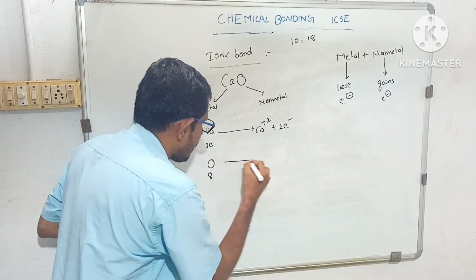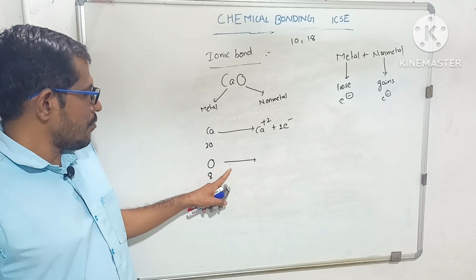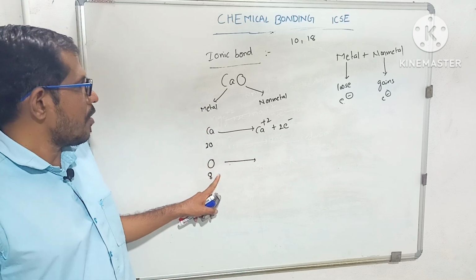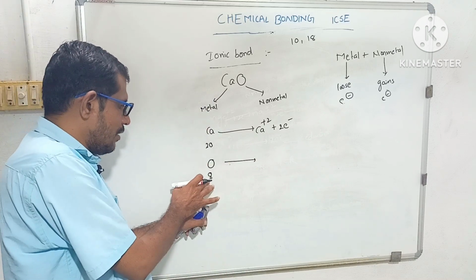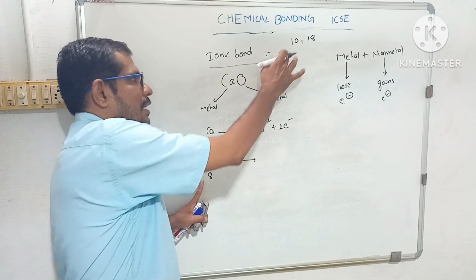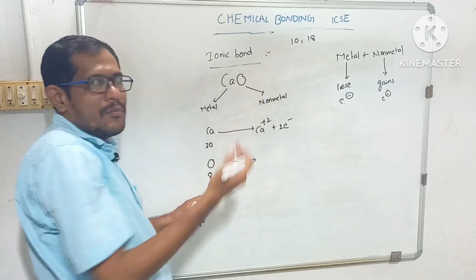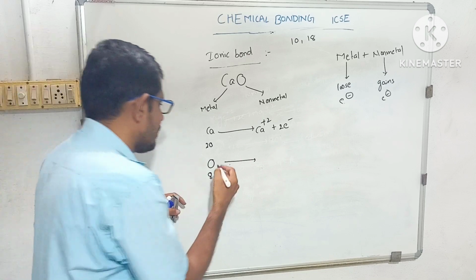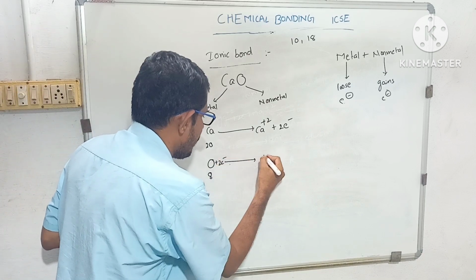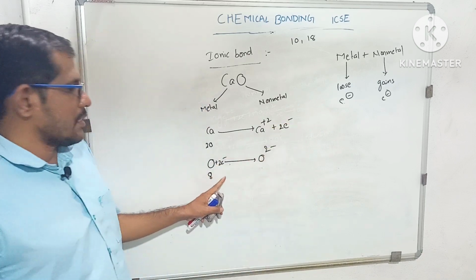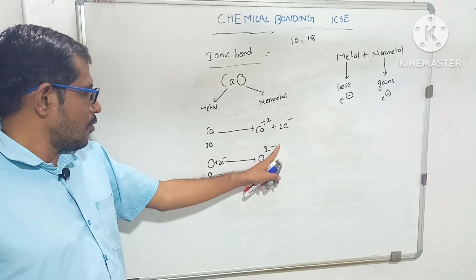As we know, oxygen atomic number is 8, right? So what is its nearest noble gas number? 10. So its nearest number is 10. By accepting 2 electrons, it will become O2 minus.